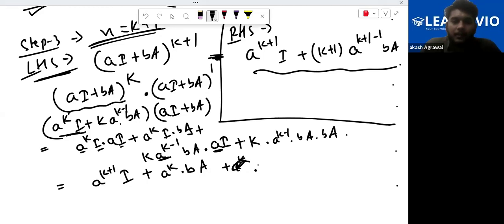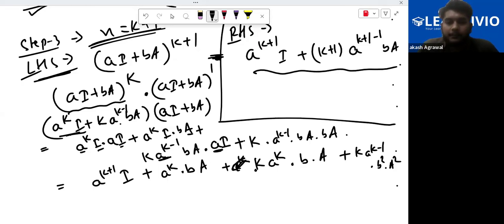This k times A^k times B A. Plus this is what, k times A^(k-1) times B square times A square. Yes, everyone? Okay, let's simplify further.